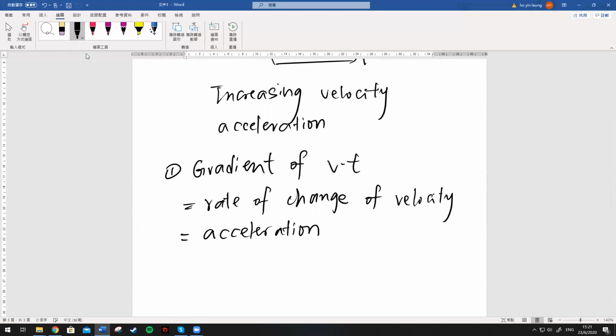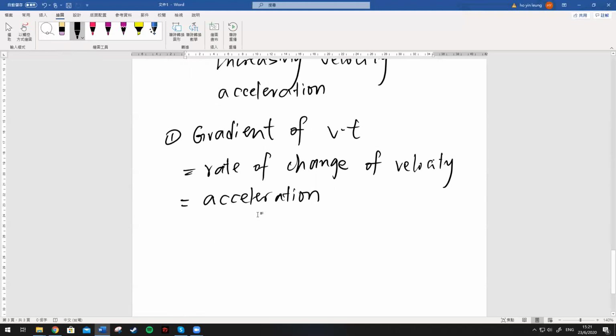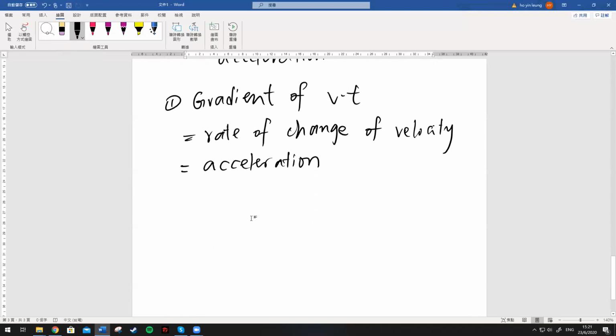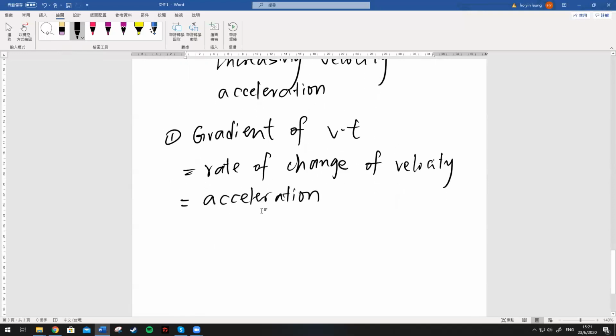Yeah. Okay, so the gradient of the VT graph gives us acceleration. Now, did you learn integration? No. Okay. Anyway, if you don't know integration, I think you should just remember this for now, because I can't really explain fully why it is the case.